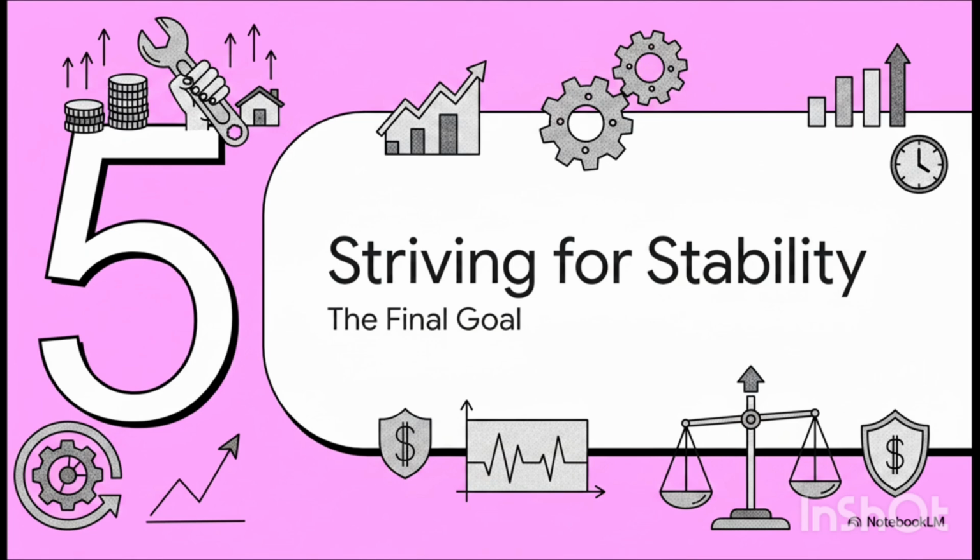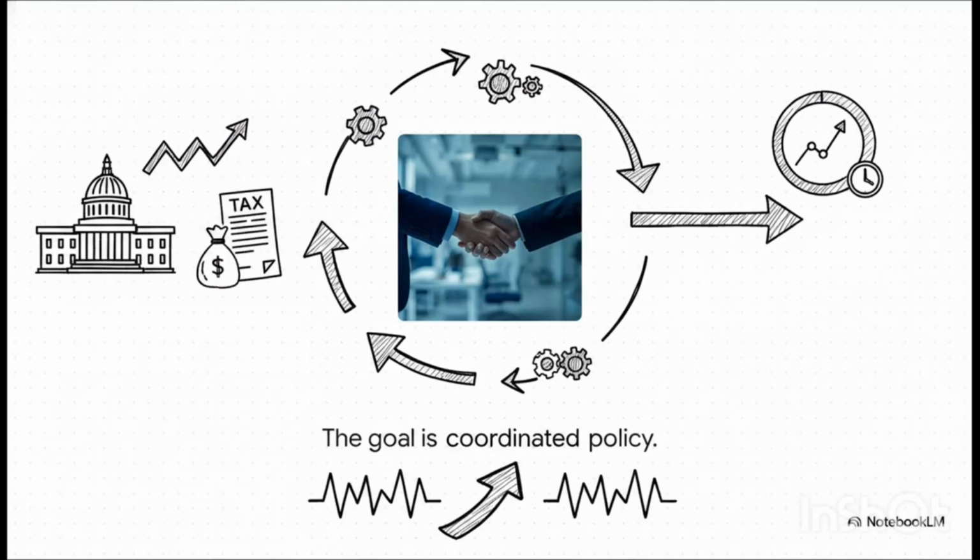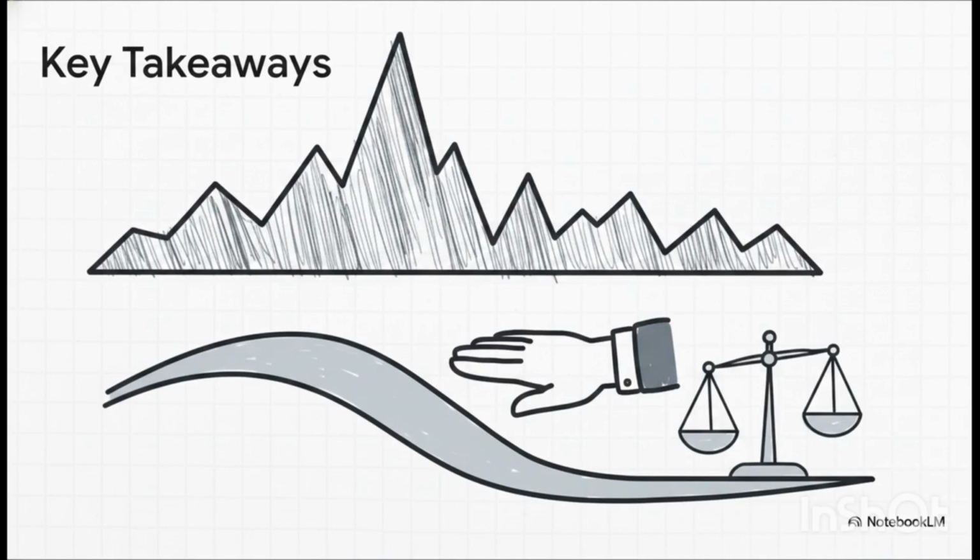Okay, so you have got these two massive toolkits: monetary policy from the central bank and fiscal policy from the government. So, what's the end game? What are they trying to achieve with all this? Well, it's all about teamwork. It's that simple. These tools work best when they are not fighting with each other. You need the government's tax and spending plans to be in sync with what the central bank is doing with the interest rate. Everyone needs to be going in the same direction.